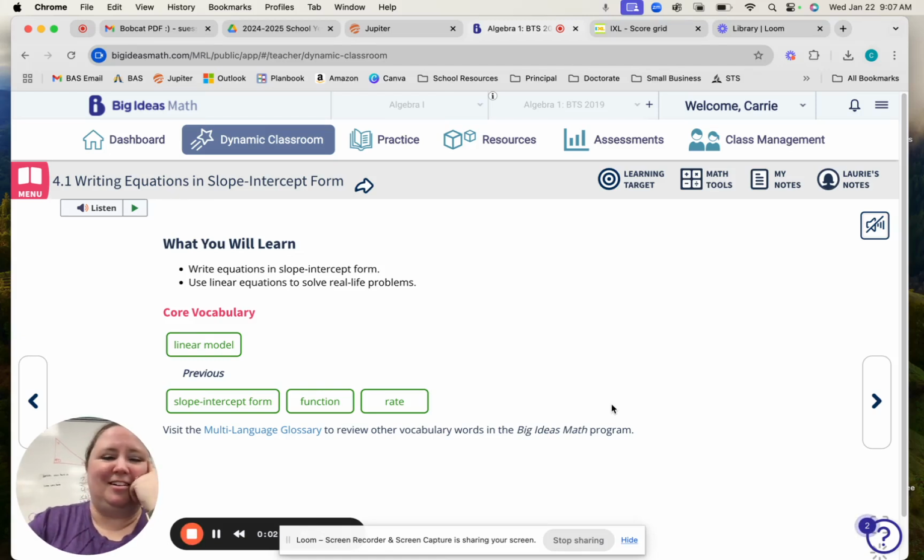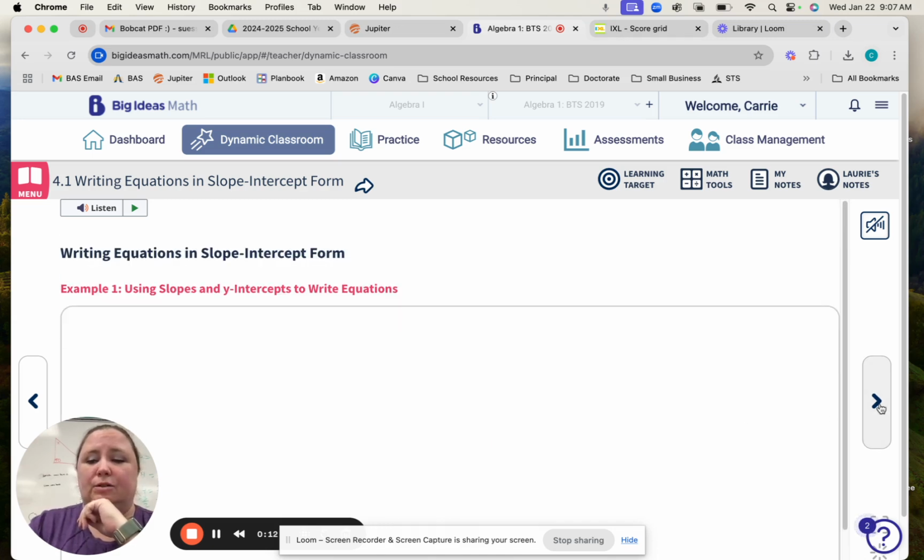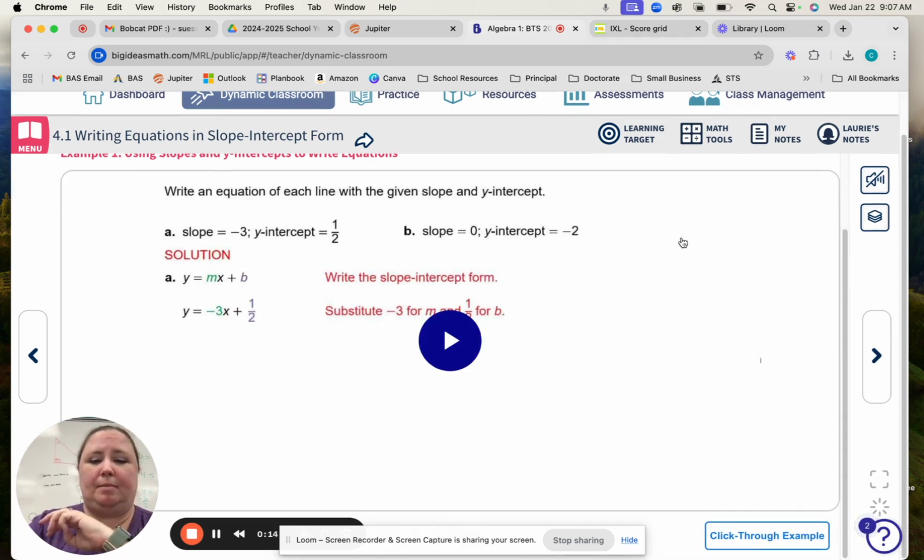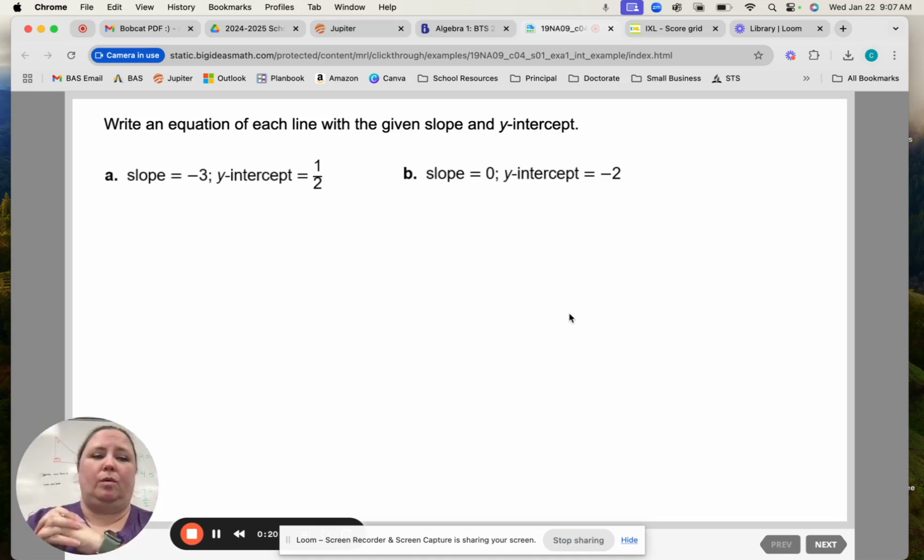All right, this is lesson 4.1, writing equations in slope-intercept form. Yes, you have seen slope-intercept form probably 100 times by now, but we will continue to go over it because you're going to need this in high school. Example 1. So at the top of your journal, write example 1.